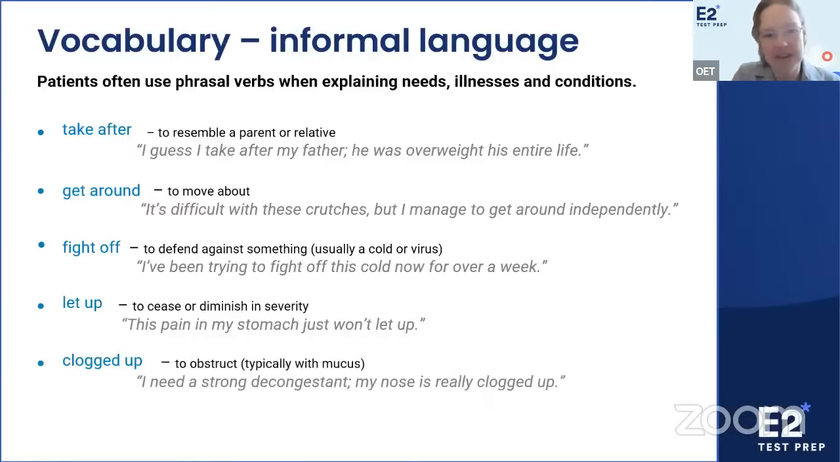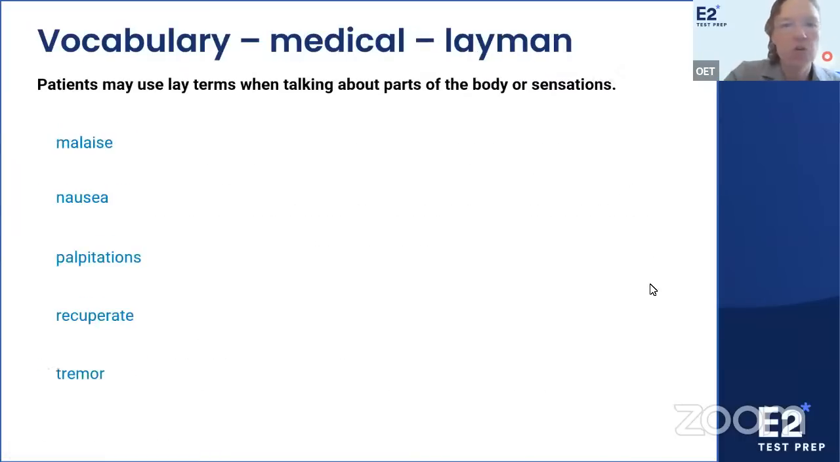Clogged up. This is bad news. I need a strong decongestant. My nose is really clogged up. People talk about clogged up arteries as well. When something is obstructed. Okay, so these kind of words are really useful. And equally useful is vocabulary to recognize the difference between medical and lay terms. So here we've got some medical terms. See if you can think of what the patient might say to describe these. What might the patient say for malaise, nausea, palpitations, recuperate, and tremor?